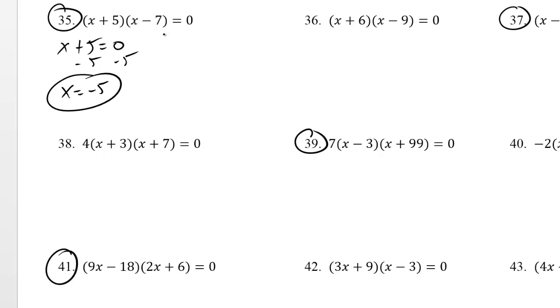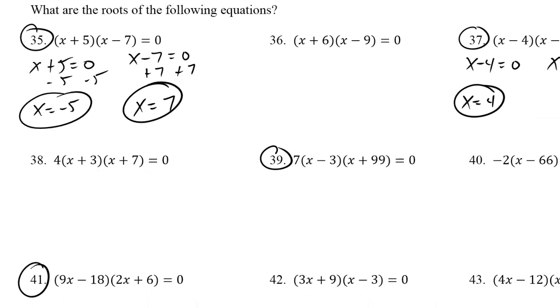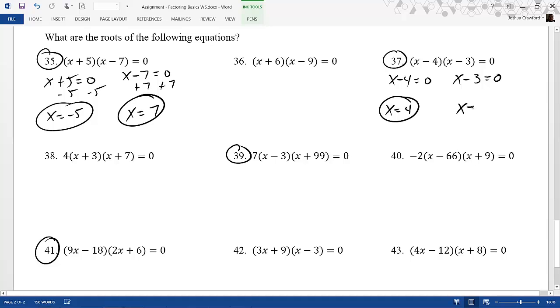Now set the other one equal to 0, x minus 7 equals 0. To get x by itself, add 7 to both sides, and you'll get x equals 7. So those are the two solutions to that equation. 37, x minus 4 and x minus 3. Set them both equal to 0. x minus 4 equals 0, x equals 4. x minus 3 equals 0, x equals 3. Because you have to add 4 to both sides to get x equals 4. Add 3 to both sides to get x equals 3.